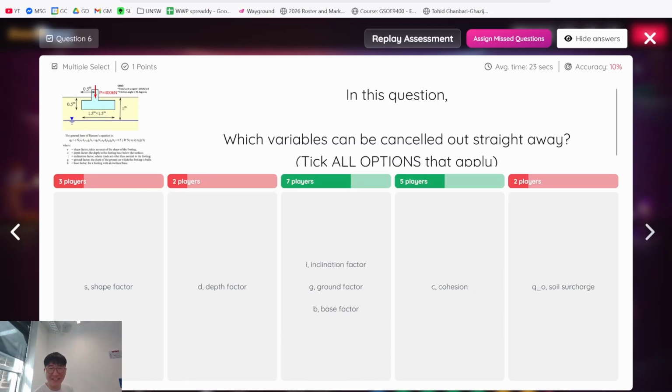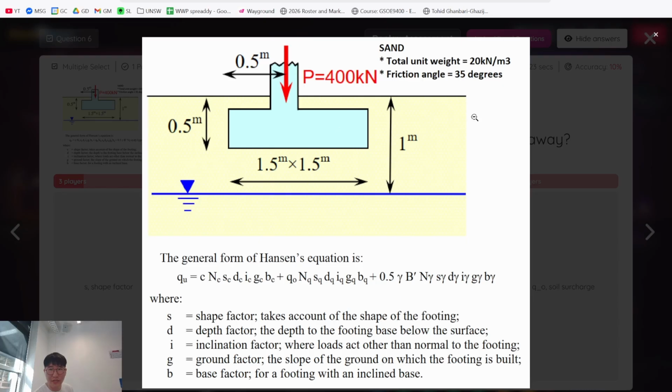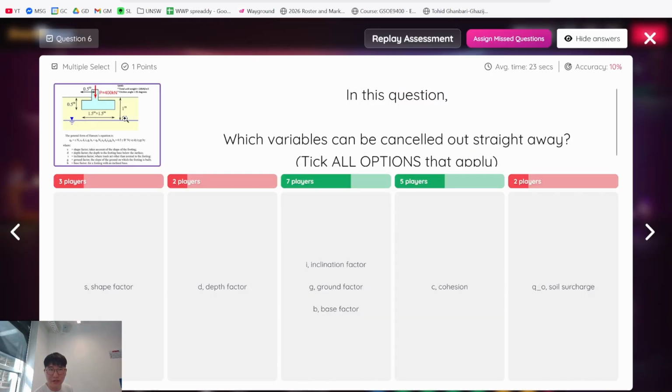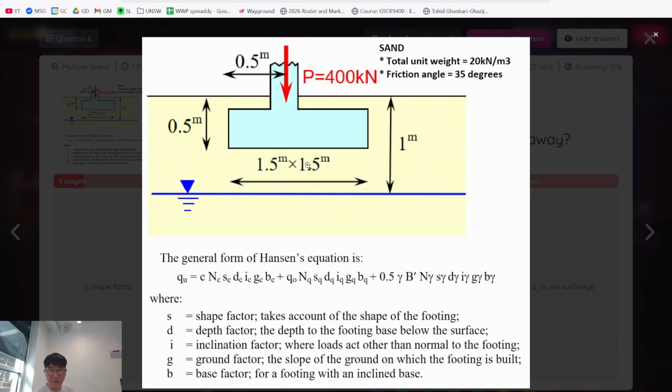My bad. Okay, in this question, which variables can be cancelled out straight away? The answer is basically we don't have any inclination factors, ground factor, or base factor, and we also don't have cohesion because this is sand, and it doesn't imply that there's any cohesion, so we can cancel those out. Shape factor we can't cancel out because we don't have a strip footing. It's 1.5 by 1.5, which means it's a pad footing, right?